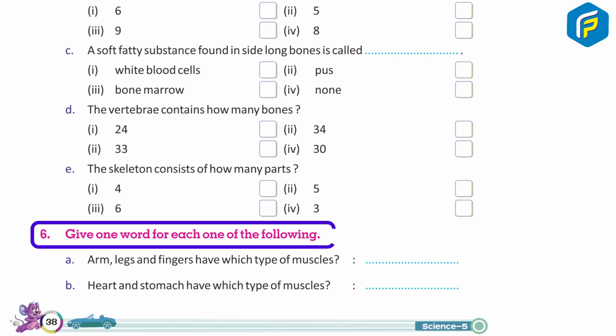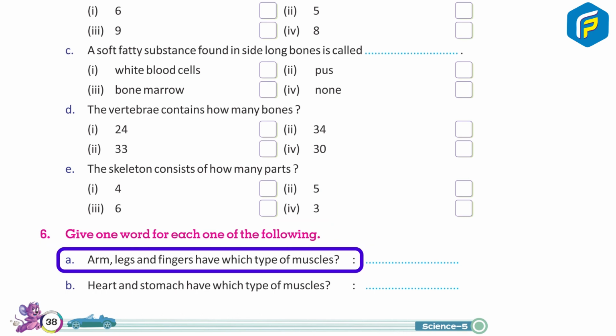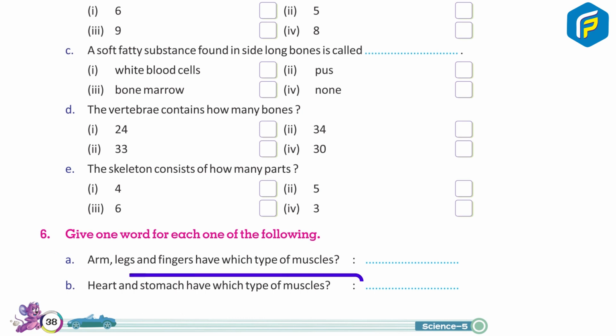6. Give one word for each one of the following. A. Arms, legs and fingers have which type of muscles? B. Heart and stomach have which type of muscles?